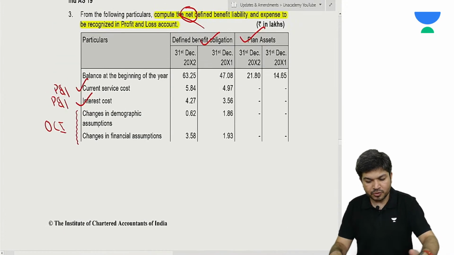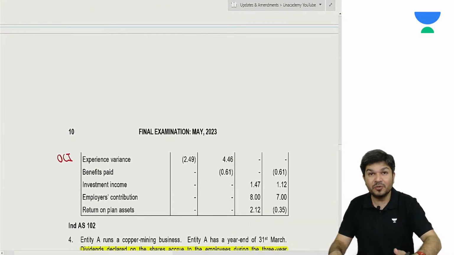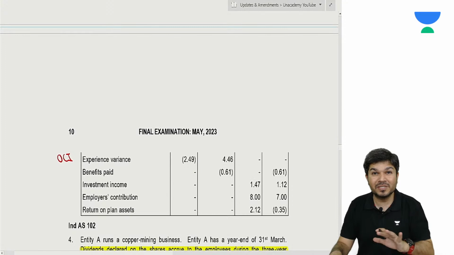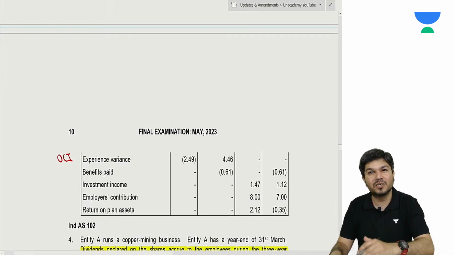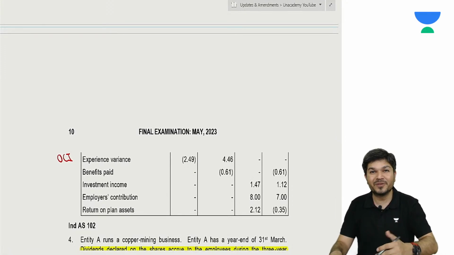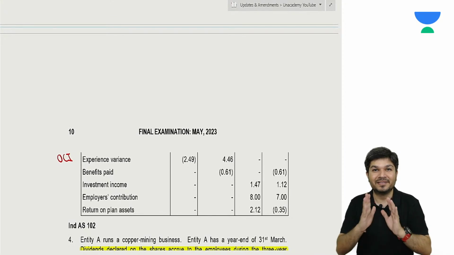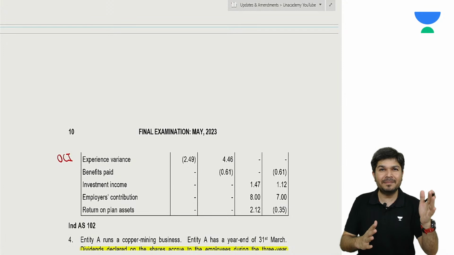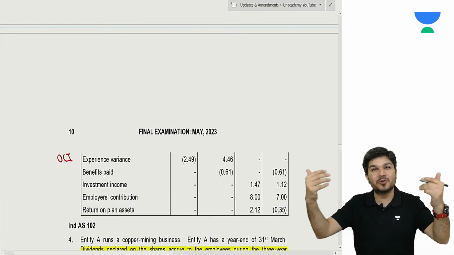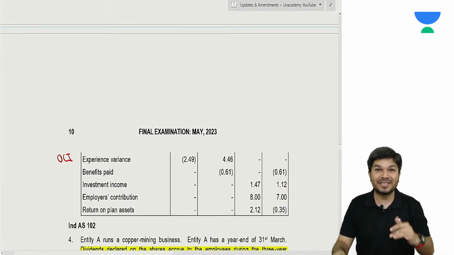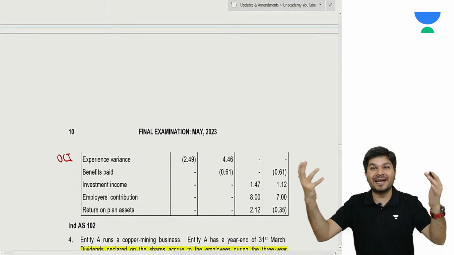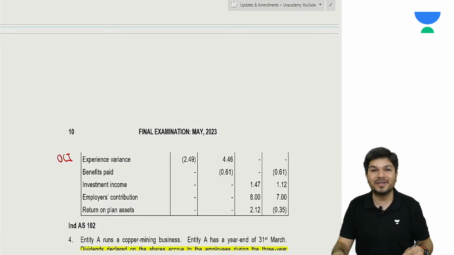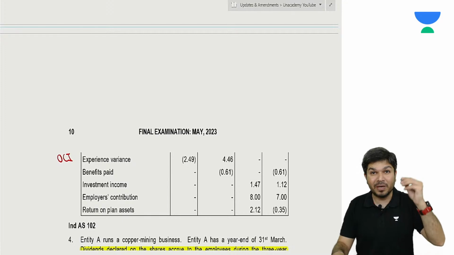So actually you don't have to do anything. All this total you do, you get the closing balance. The closing balances are not given. Find out the totals. Just total them. You will get the closing balance. Now, how do I find the net obligation? So closing liability minus closing plan asset, that's your net. Are you clear?